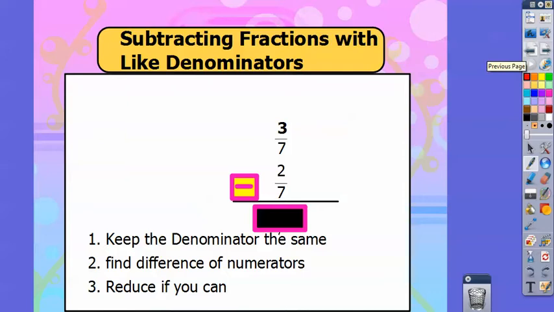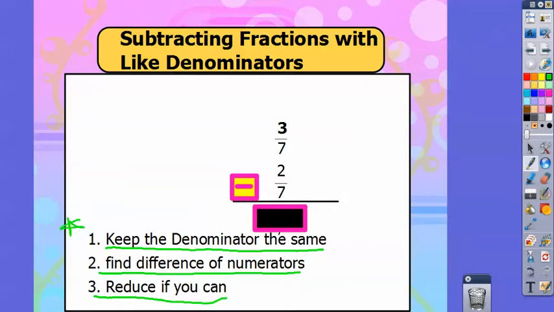Alrighty, today's lesson is going to be on subtracting fractions with like denominators. This is very similar to adding fractions with like denominators because when we subtract fractions with like denominators, we're going to keep the denominator the same. We are going to find the difference of the numerators, and we are going to reduce or simplify it if we can. So make sure that you have these steps in your notes. They are the same steps as when we add fractions with like denominators.